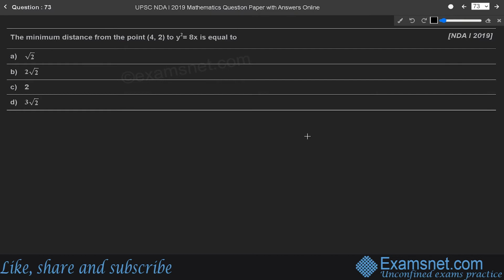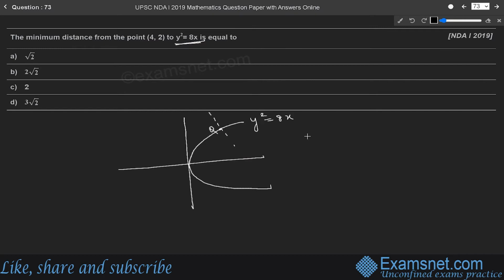Next question is, the minimum distance from the point 4, 2 to y square is equals to 8x is equal to. Since y square is equal to 8x, it is the equation for a parabola. So first let us draw the required diagram for this question. It is a parabola, so it will be the required diagram. This is y square is equal to 8x. Also there is a point, this is Q and this is P, and the point is 4, 2. I hope the diagram is clear to you.